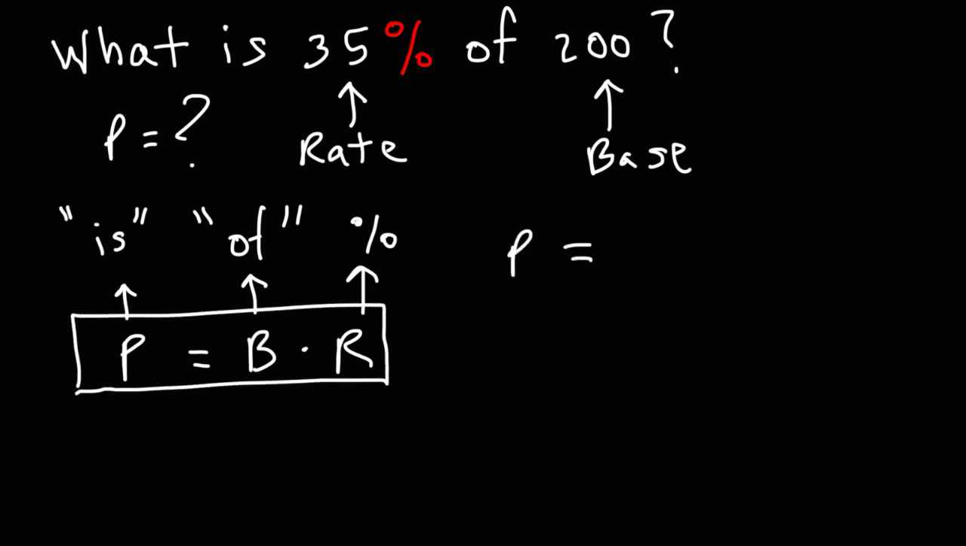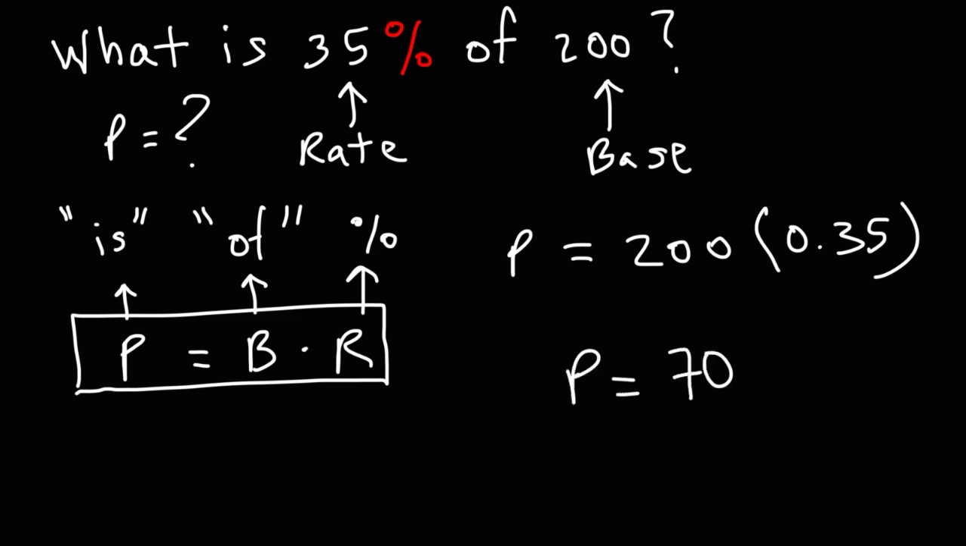So we want to calculate P in this problem. The base is 200 and the percentage is 35%. That's the rate. Let me not confuse that with P and R. R is 35%. So what is 35% as a decimal? 35% as a decimal is 0.35. So all we need to do is multiply 200 by 0.35 and you'll get 70.